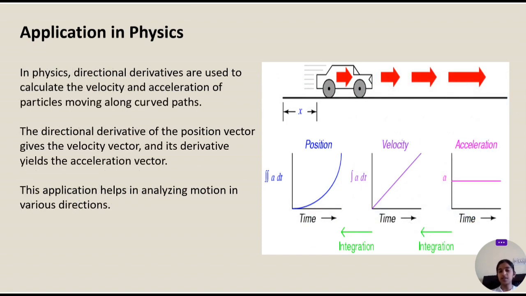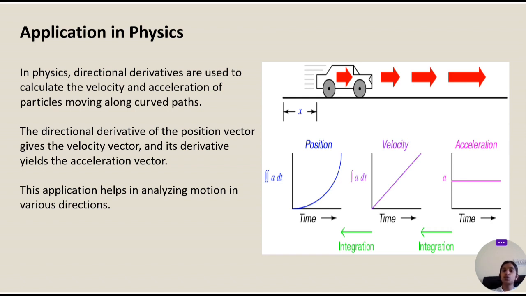Applications of these directional derivatives in physics. Now let us see what the applications are in the physics field. In physics, directional derivatives are used to calculate the velocity and acceleration of particles moving along a curved path. The directional derivative of the position vector gives the velocity vector, and its derivative yields the acceleration vector. This application helps in analyzing motion in various directions.